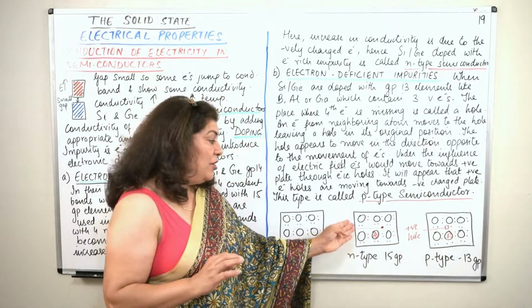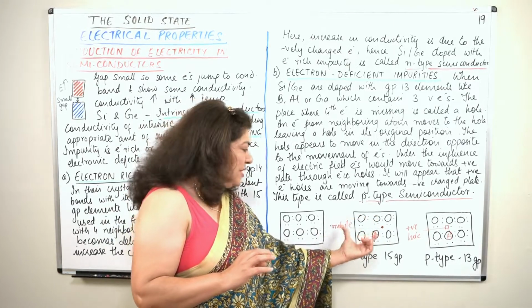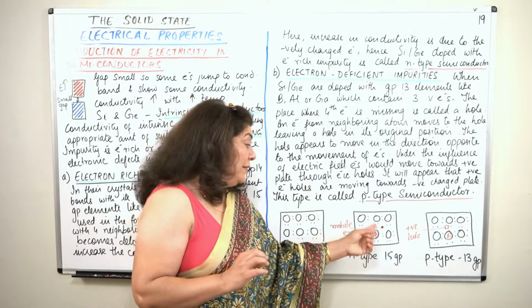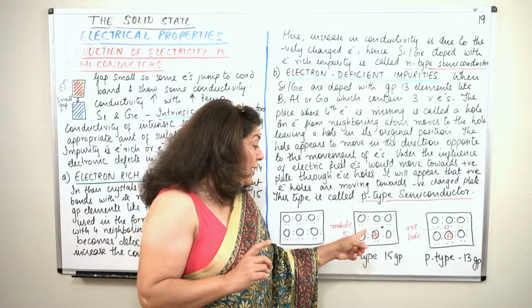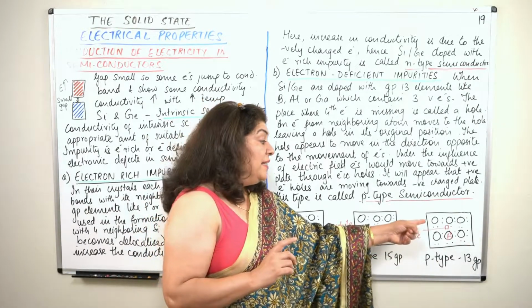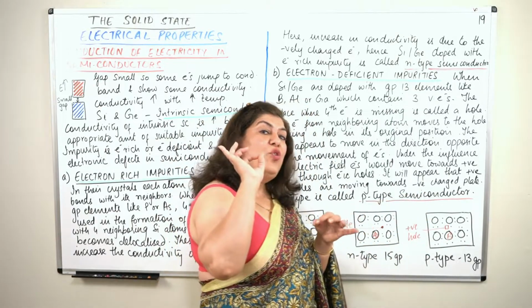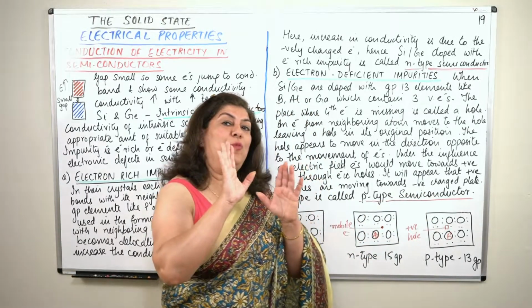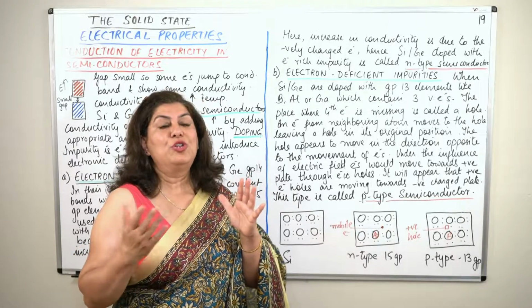And in this case, in order to maintain electrical neutrality of this little part of the crystal, there should be 1 less electron. That is why, since this was negatively charged, it is called N-type semiconductor. This has 1 electron less. So when 1 electron is less, number of protons would be more.